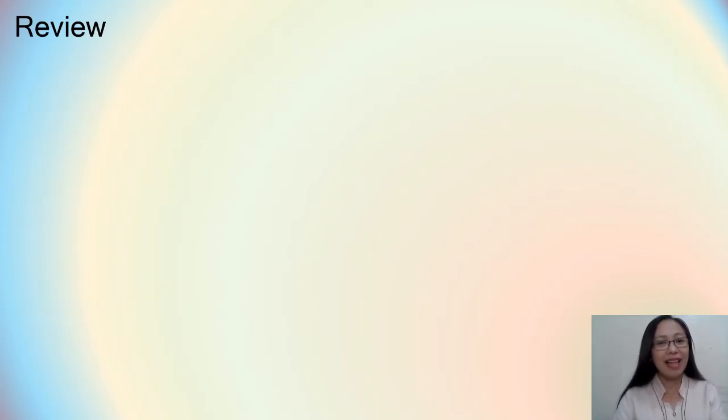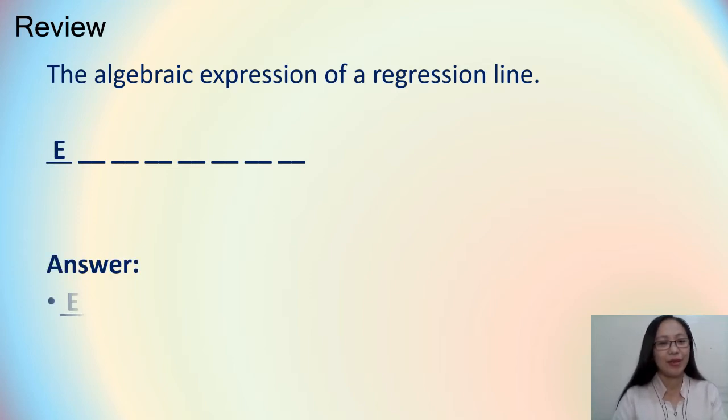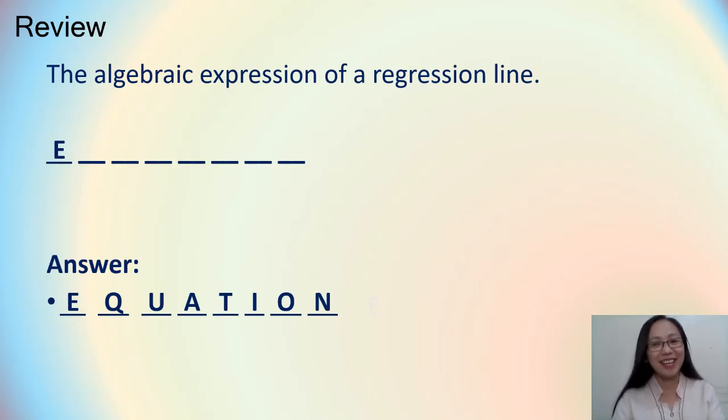And I think this is not the last word. It is the algebraic expression of a regression line. It starts with letter E and it has 8 letters. The answer is equation. So very good. We now have recalled the 4 words that are important for our discussion for today.